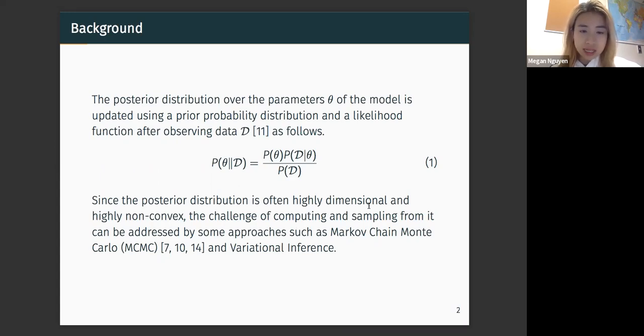And the challenge is that the posterior distribution that we're looking at is often highly dimensional and non-convex. And so the challenge of computing it and sampling from it can be addressed by approaches such as Markov chain Monte Carlo, MCMC, and variational inference. So I'm actually looking at both of the methods right now in my research, but for this specific presentation, I am going to be focusing on MCMC as a way to compute the posterior distribution.